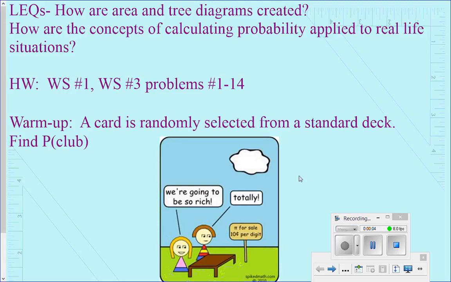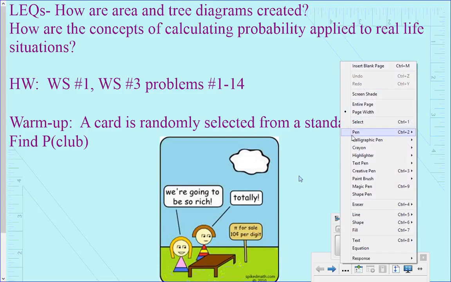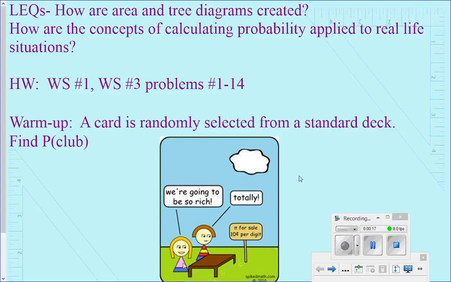Okay, this is day 1 of Unit 9. So we started with this warm-up problem today, just a real simple problem on probability. And I did mention to students that if you don't know the makeup of cards, you probably need to know that, because we'll often look at probabilities of cards in this unit.